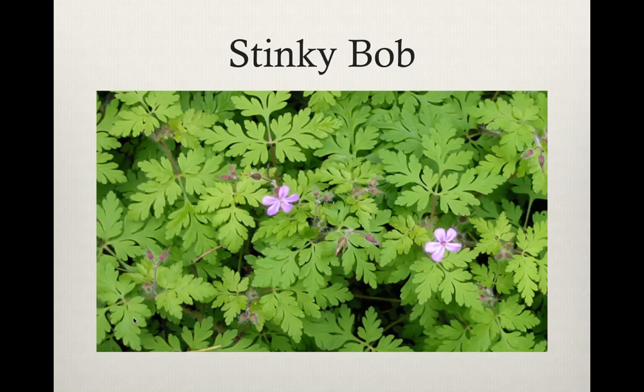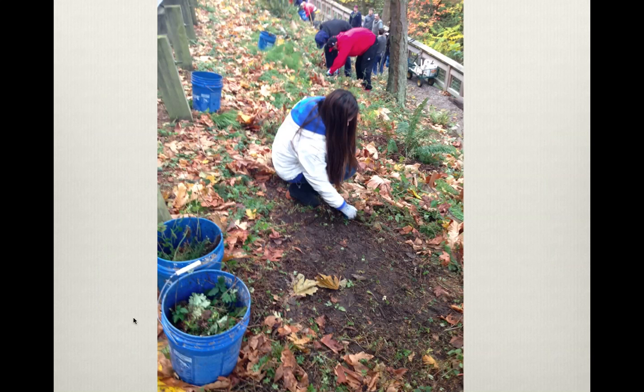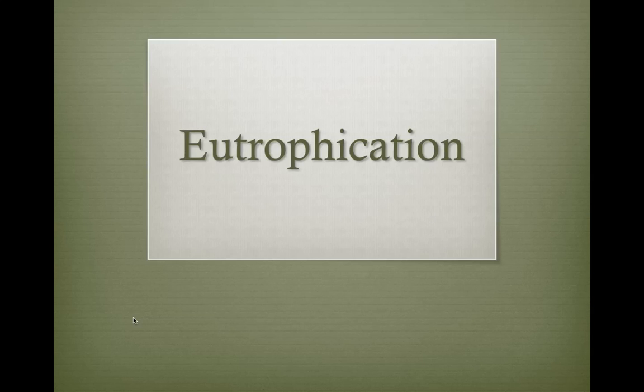One of the main invasive plants we took out were the stinky bobs, also known as Geranium robertianum. Their seeds are sticky, making it easier to adhere to wildlife, people, and pets, which facilitates a wider range of infestation. That's me pulling out invasive plants.